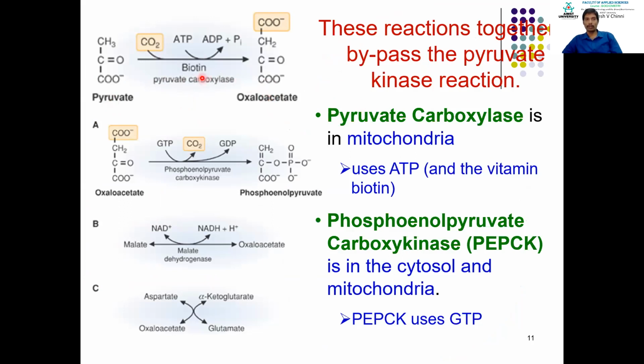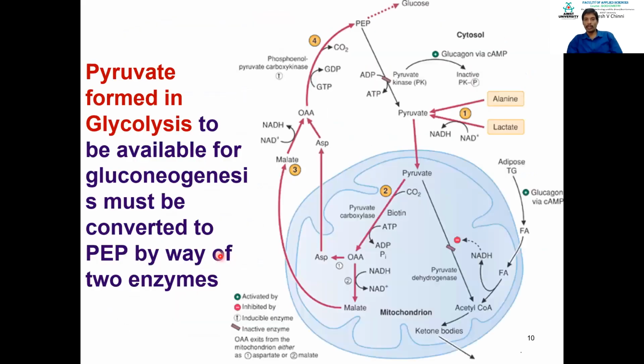Pyruvate to oxaloacetate, what is the enzyme, and biotin is the cofactor, carbon dioxide is added, and then ATP is utilized. And oxaloacetate to phosphoenol pyruvate in the cytoplasm, phosphoenol pyruvate carboxykinase, where GTP is utilized, and malate to oxaloacetate and aspartate to oxaloacetate. Okay, so here I mentioned to you two ways, right? How oxaloacetate can transport back to the cytoplasm. But there is another step.